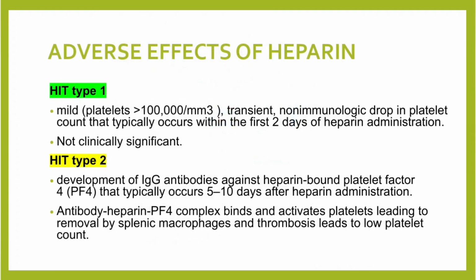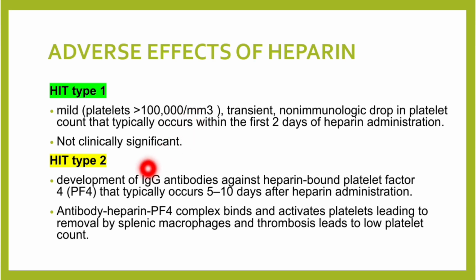Right, so there are two types of heparin-induced thrombocytopenia, type 1 and type 2. HIT type 1 is a mild, transient, non-immunologic drop in platelet count that typically occurs within 2 days of heparin administration. And this type is not clinically significant. As you can see, the number of platelets at this stage is actually more than 100,000 per cubic millimeter.